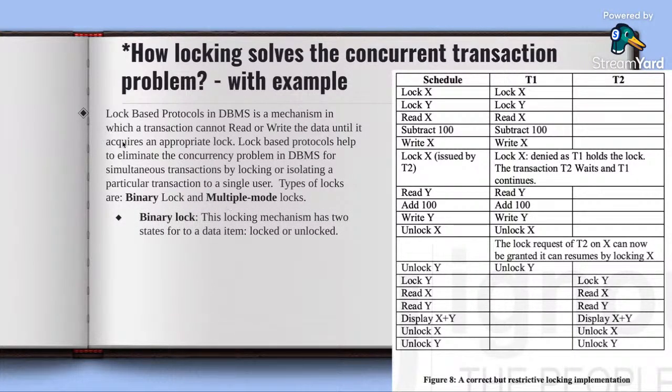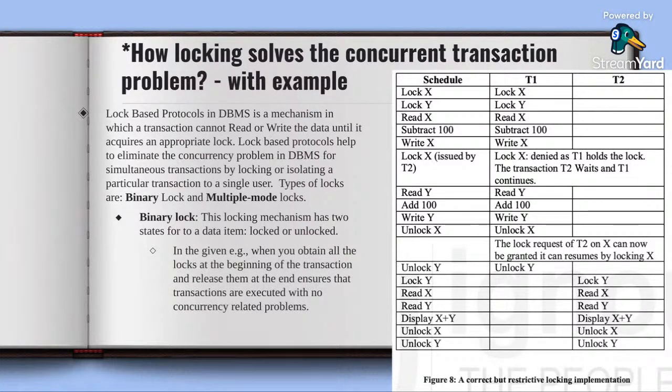So the top part is very similar to what we discussed. We don't really have to write this; we can explain in our own words, which is fine. But for types of locks, we can describe binary lock. This locking mechanism has two states for the data item, locked or unlocked. In the given example, obtaining all the locks at the beginning of the transaction and releasing them at the end ensures that transactions are executed with no concurrency related problem.